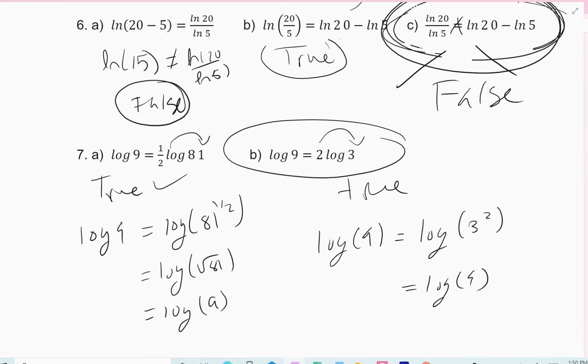So that's some examples of testing out the rules, making sure you recognize the rules, and pointing out common mistakes students will make with logarithms. Alright, so we'll stop there. We'll get into using laws of logarithms to expand and compress.